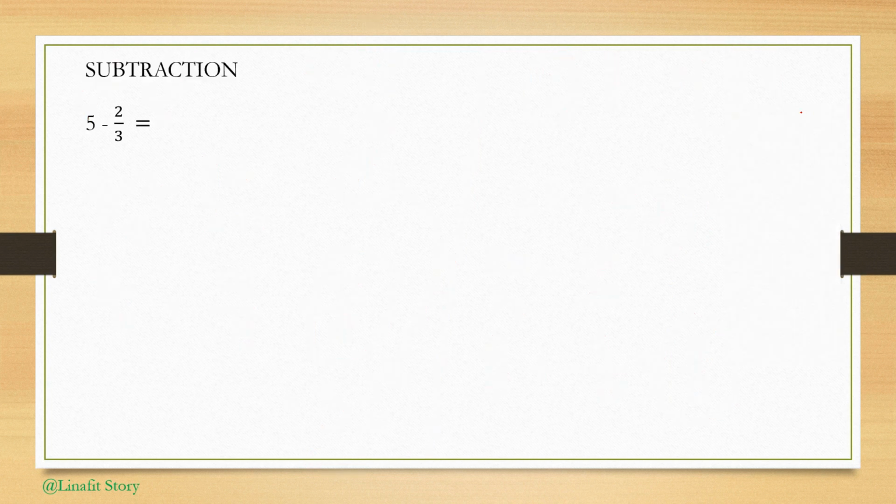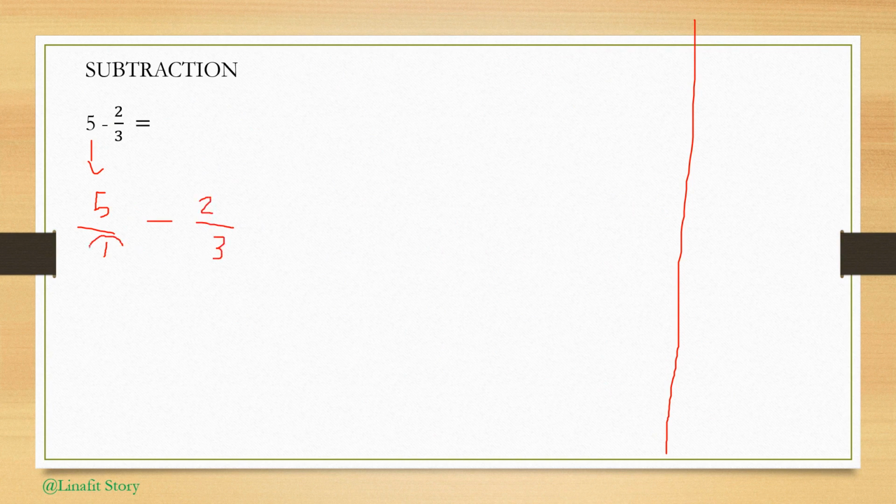Next, how about the subtraction? For the subtraction here, there are two ways also to solve this question. So the first one is 5 minus 2 out of 3. You may convert 5 into a fraction. So 5 out of 1. Remember how to convert the whole number into a fraction. You just put 1 as the denominator. So 5 out of 1 minus 2 out of 3.